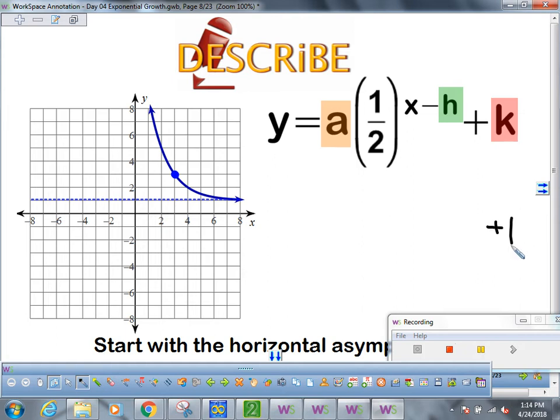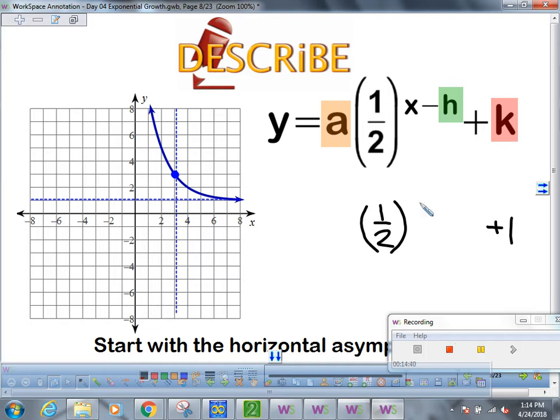Now I have to look at how it shifted on the x-axis. That reference point is over 3. So that means the 1/2 must be x minus 3. And now I'm just looking at my stretch. Instead of being 0, 1 here, it's up 2. So it's stretched by 2. One more?